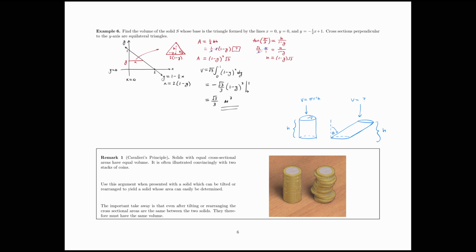Well, using Cavalieri's principle, there's no work to show for this. It's just that idea. We have the same cross-sectional areas, and we still are moving that same amount h vertically. So the volumes are equal.